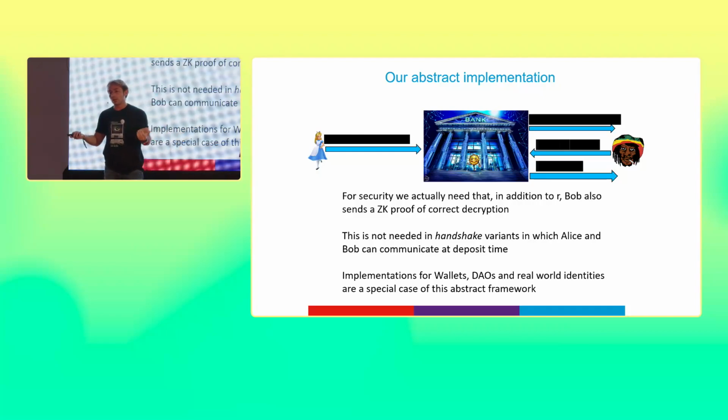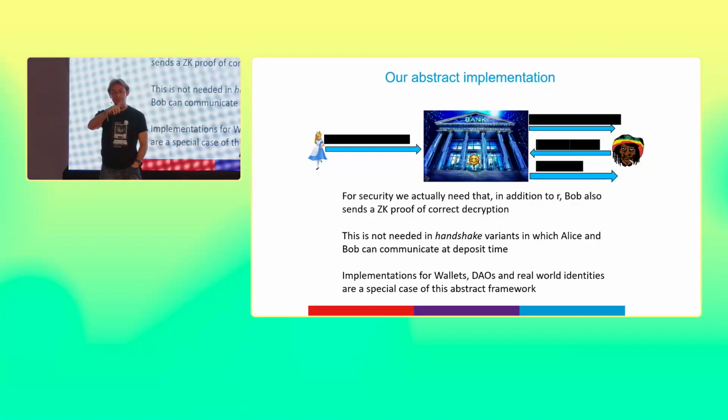Actually, for security, we also need to hash other things, and more importantly, we need Bob to give a zero-knowledge proof of correct decryption. Because if Alice creates this ciphertext, Alice will also know this random value R, so she could act as Bob as receiver. To prevent this attack, Bob should also send a proof of correct decryption. Or in the handshake variant, in which Bob and Alice meet physically, the ciphertext can be created by Bob, so we don't have these issues.